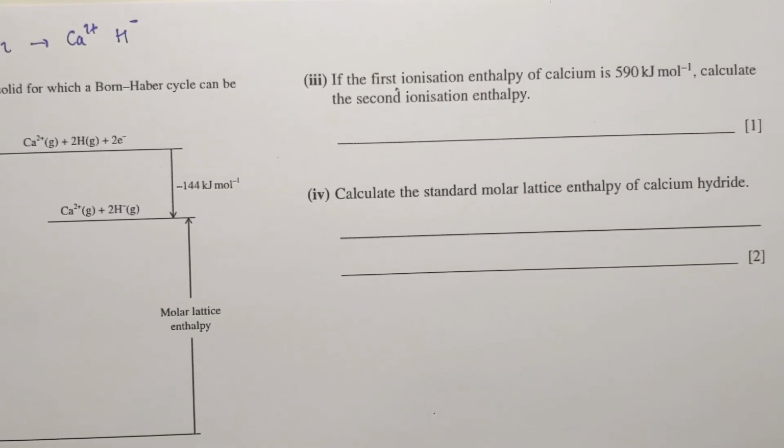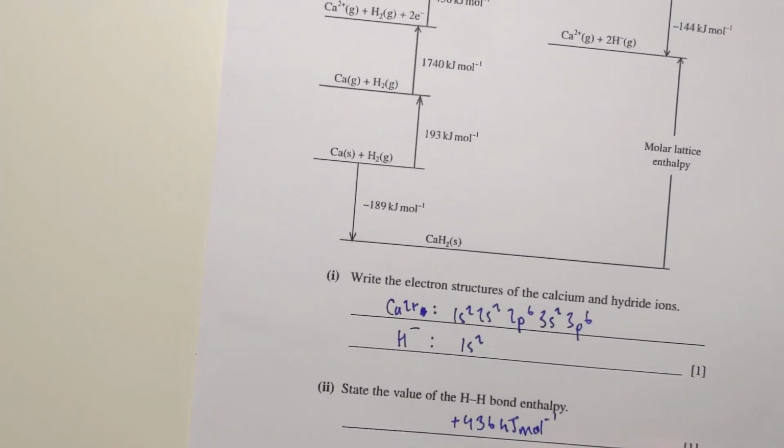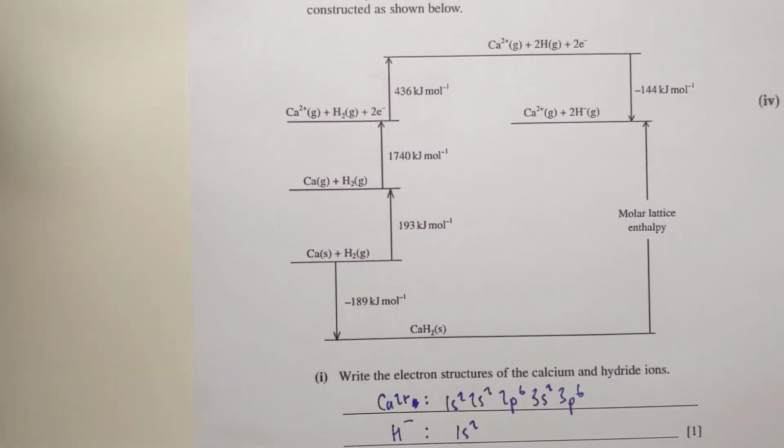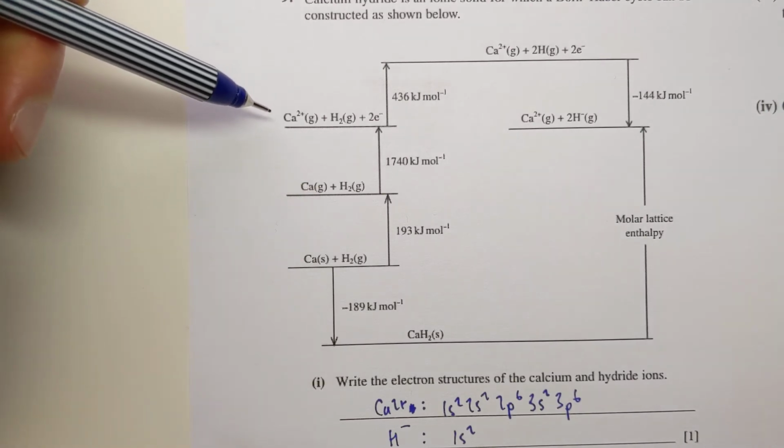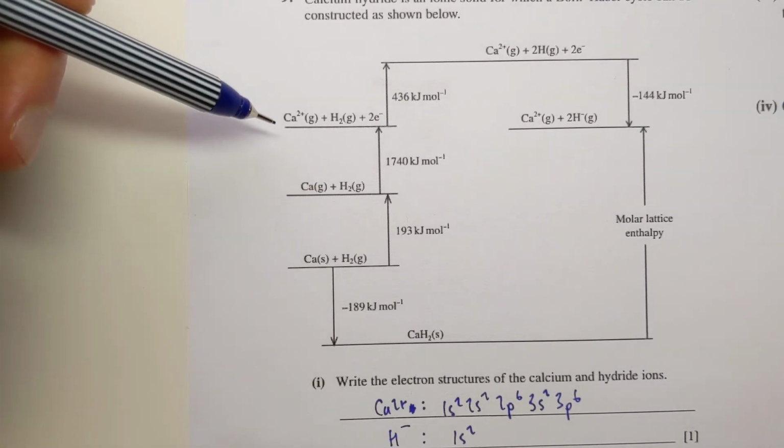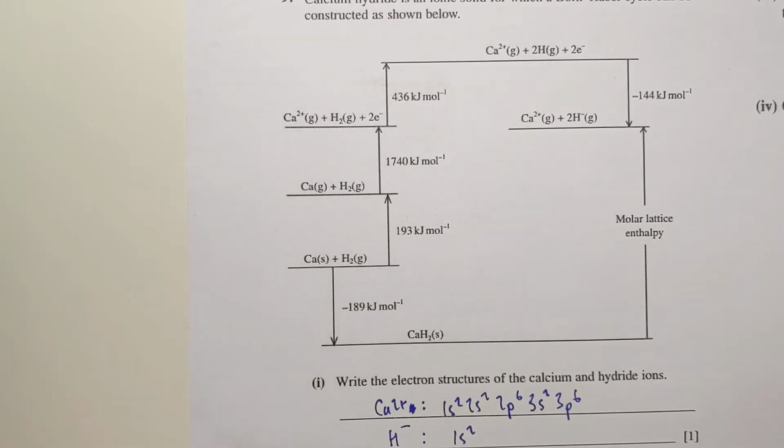Part 3. If the first ionisation energy of calcium is 590, calculate the second ionisation energy. Now, that in itself seems a very confusing question. What they mean is they've drawn their cycle a little bit strangely. You might notice it's actually missing a step. They've gone straight from calcium as a gas, neutral, into calcium 2+. They've given both ionisation energies all together, which maybe isn't fully correct, but you're allowed to do that.